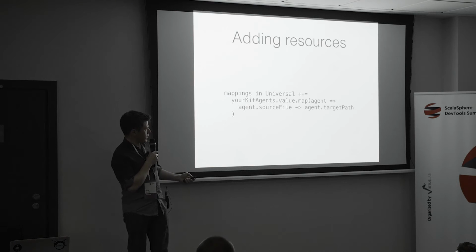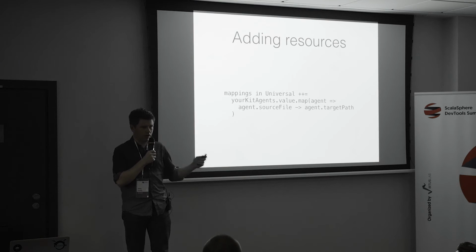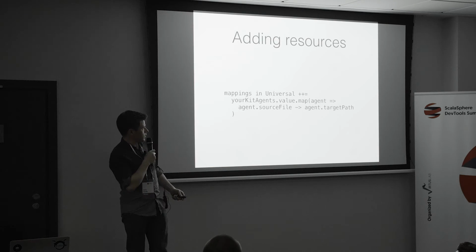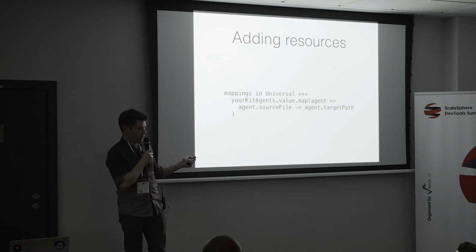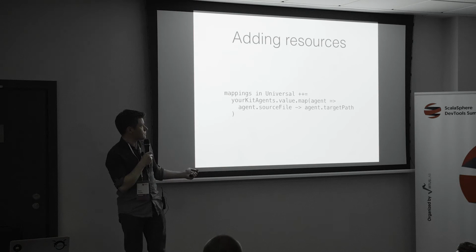So then mappings, I referred to mappings earlier on as the way of accessing the mapping from particular files to the location in your archive. So here I want to modify the mappings in Universal. Remember, Universal is that universal configuration that's used by everything else. So if we add a file here, it gets seen and used everywhere through the system.